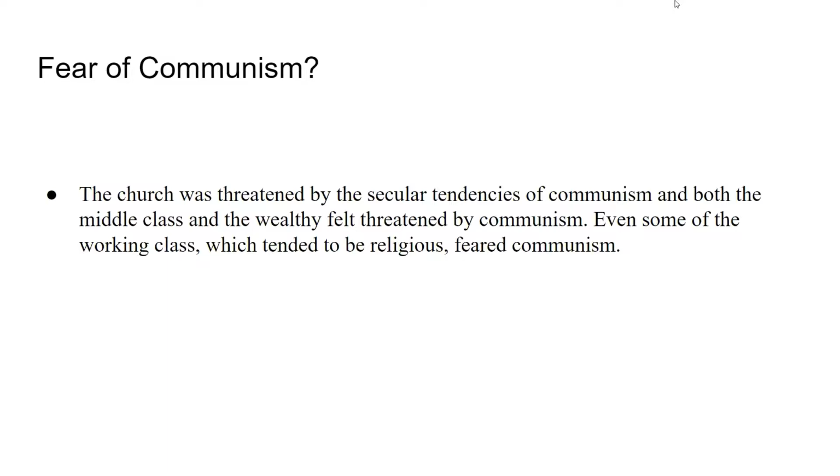And the middle class and the wealthy, well, their fears were more economic rather than religious. See, if someone wants to take over my business and nationalize it, I'm not going to like that person. I'm going to be scared.